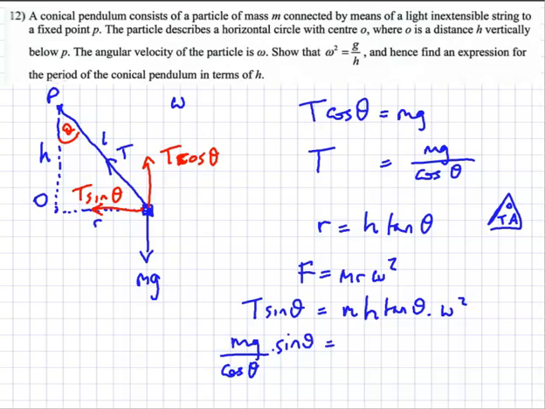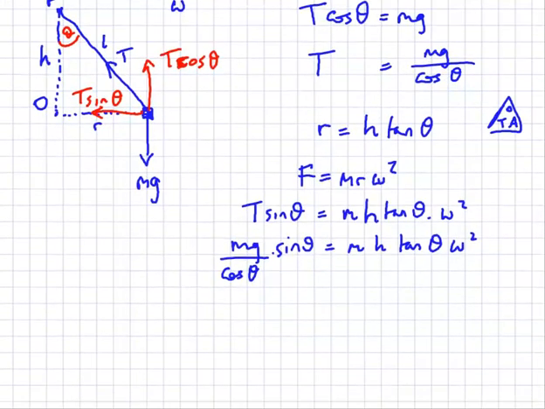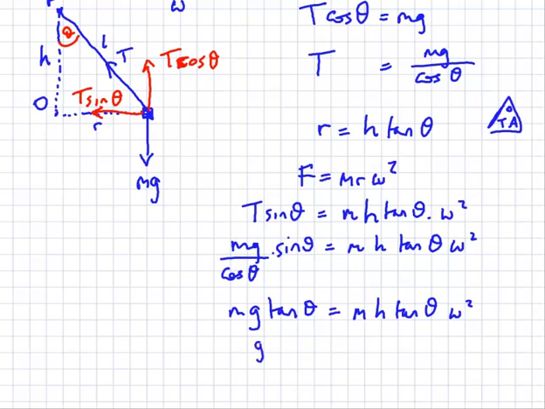Immediately, alarm bell should really ring there as to what's going to be going on, because you're supposed to know that sine over cos is tan. So we end up with mg tan theta on the left, mh tan theta omega squared. We can cancel out the m's, we can cancel out the tan theta, and we're left with g is equal to h multiplied by omega squared, and we divide by h, and we get our required expression. Omega squared is equal to g over h.